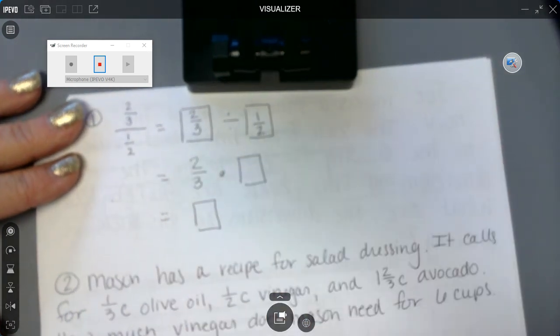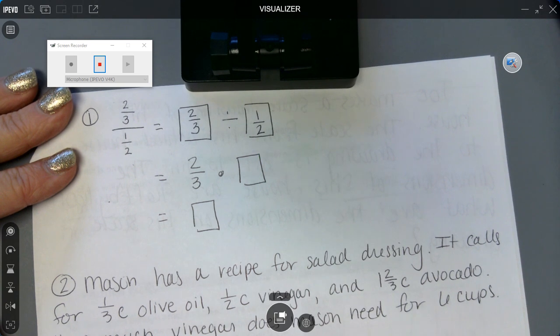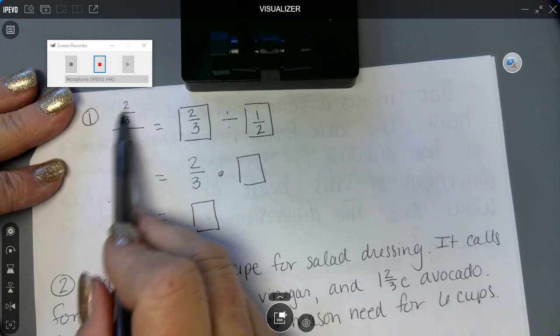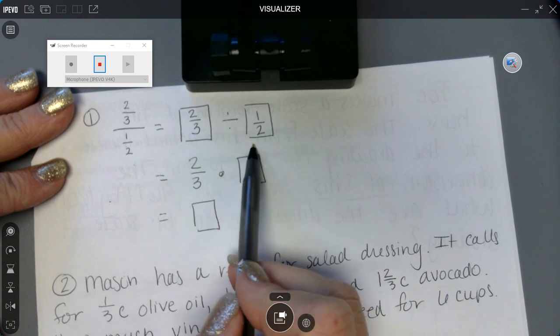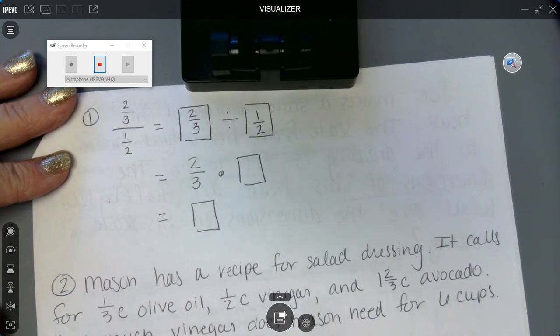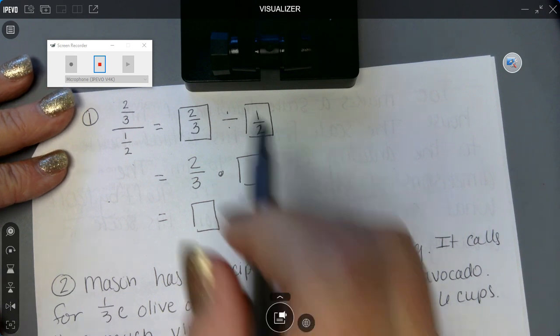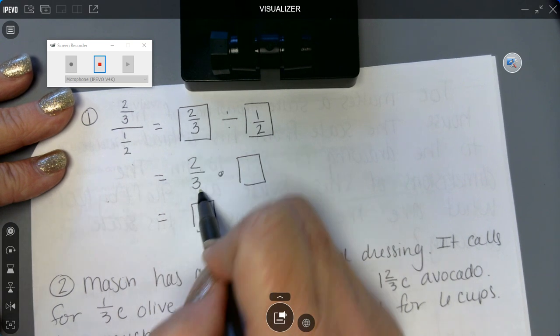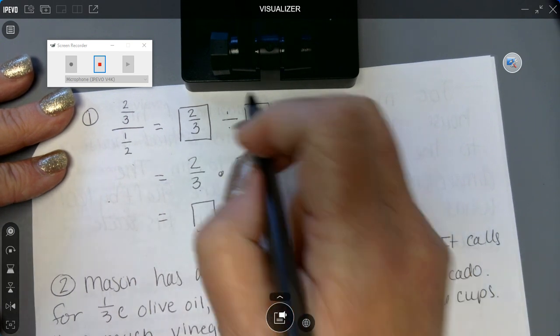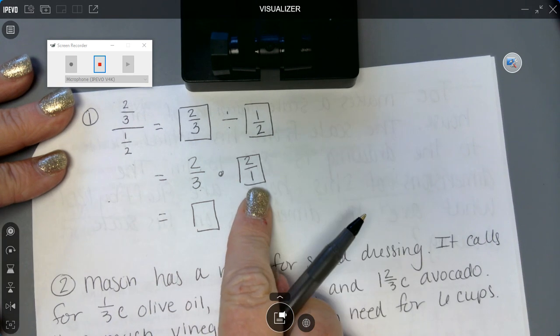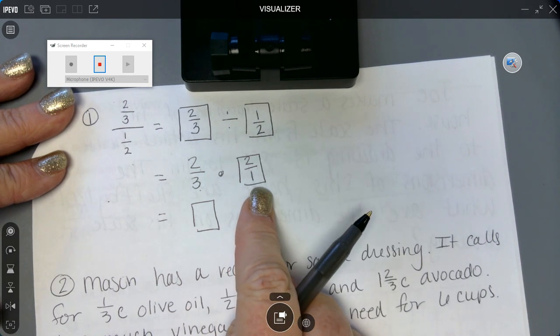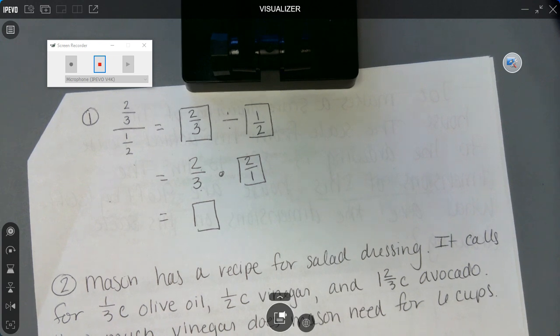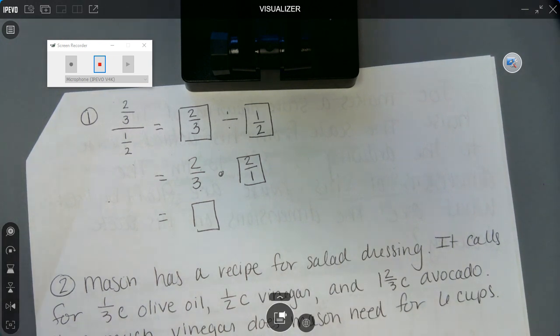Might help if it's not so blurry. Okay? So this ratio is written like this as a division problem. But we don't divide fractions. Instead, we keep, change, flip. So we keep the first number the same, change division to multiplication, and flip the next fraction. When I say flip, what that means is we do the reciprocal of that fraction. Okay? Now, we just multiply it out.